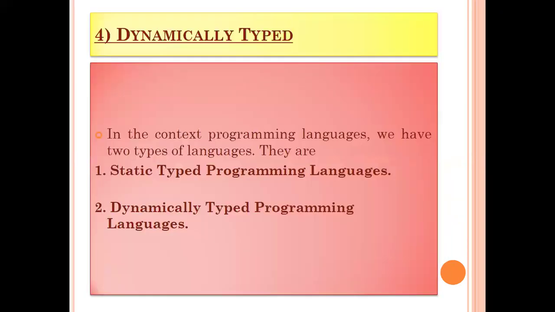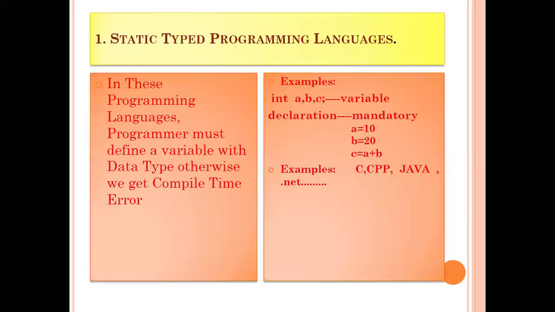Next is the dynamically typed programming language. Now we have 2 types of programming language. One is static type, the second is dynamically typed. Now, what is a static type programming language? A static type programming language is a language where we need to define a variable with the data type. Otherwise, we'll get a compile time error. Like Java is a static type programming language. Their declaration is mandatory. Like integer A, B, C is a variable, and it is mandatory to declare what kind of variable it is. So we have written here integer value.